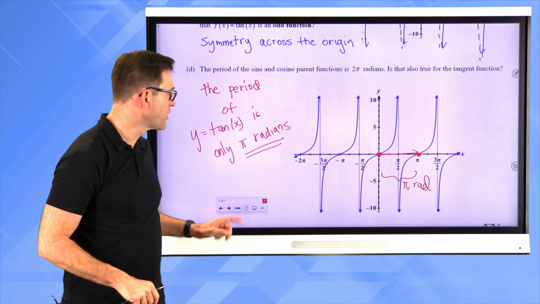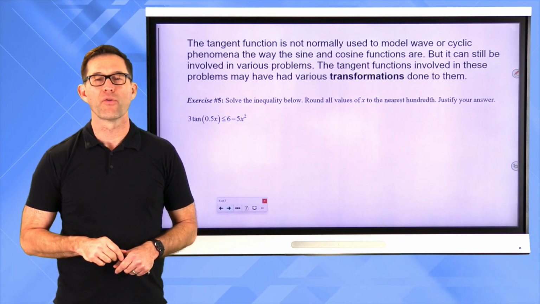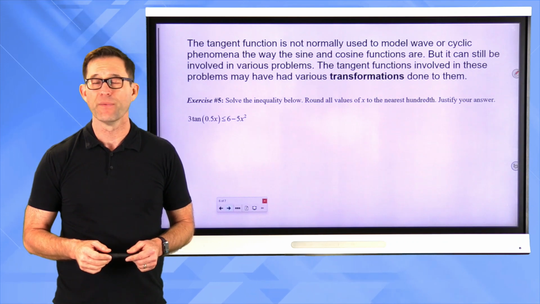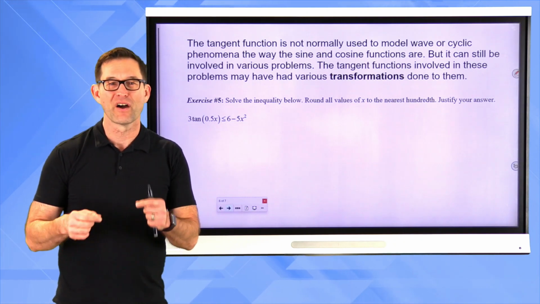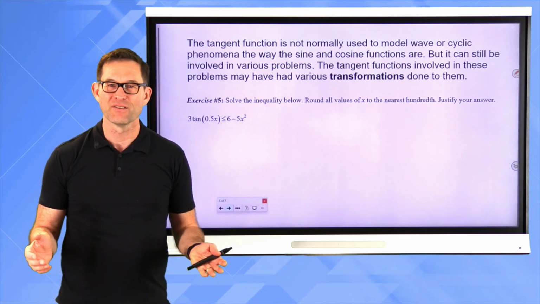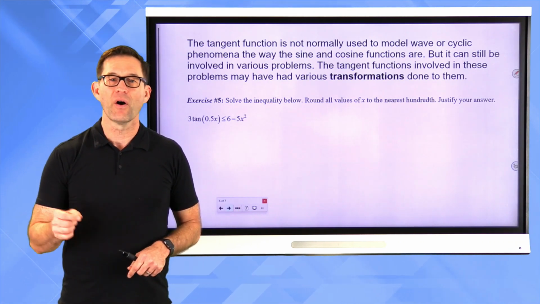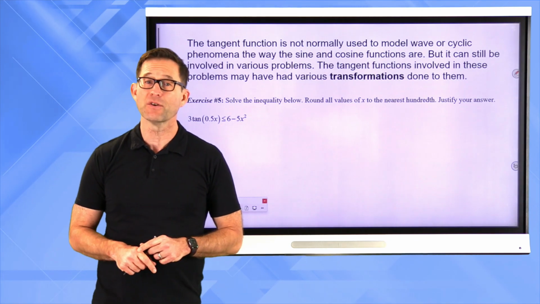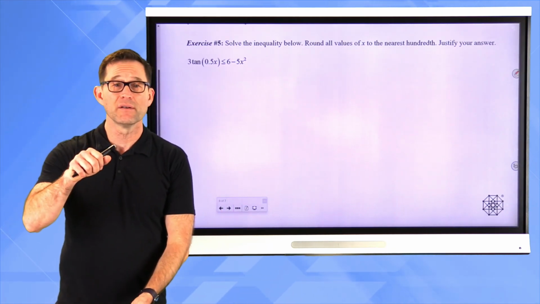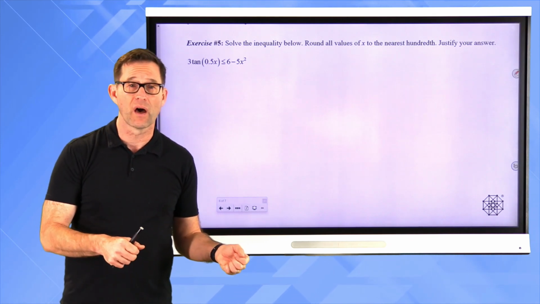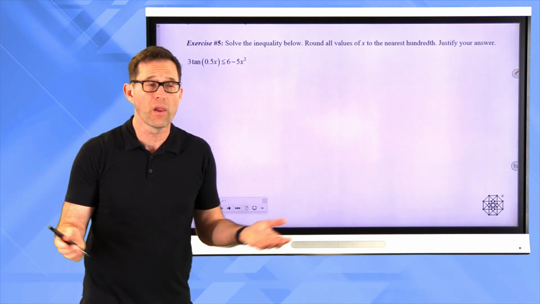All right, let's take a look at one last problem. The tangent function is not normally used to model wave or cyclic phenomena the way that sine and cosine functions are. All right, so we're not going to be talking about the tides rising and falling according to the tangent function. We're not going to be talking about light waves being described by the tangent function. But it can still be involved in various problems. The tangent functions involved in these problems may have had various transformations done to them. All right, so you can still take a tangent function and you can stretch it vertically, you can shift it vertically or horizontally, you can compress it or expand it in terms of the horizontal dilations. You can do all of that.